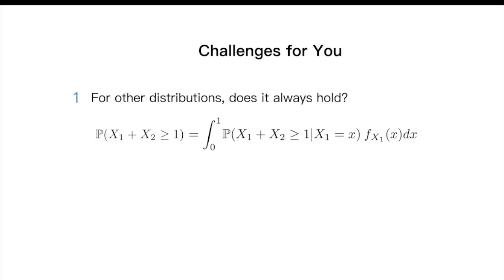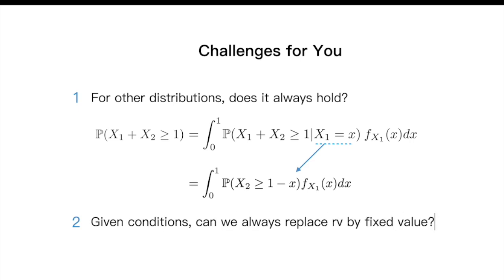Besides this formula, we also used another thing, which is that after conditioning on this thing, we plug in capital X1 equals some small x, and we compute the second line. The second line is something we really compute. But we plug in that capital X1 is small x. So the second question is naturally, given conditions, can we always replace a random variable by some fixed value? Like what we did here, we replace capital X1 by small x. Can we always do this? These are two challenging and interesting questions for you.